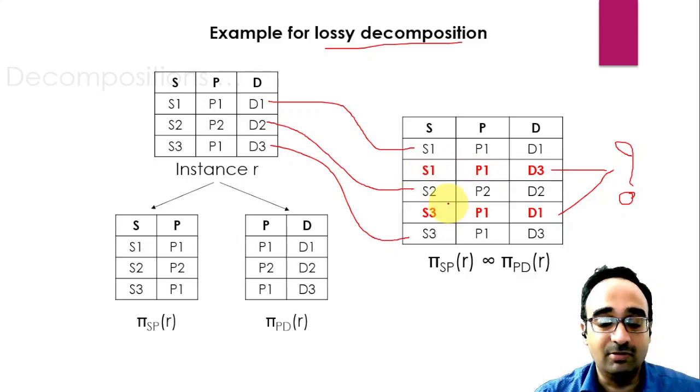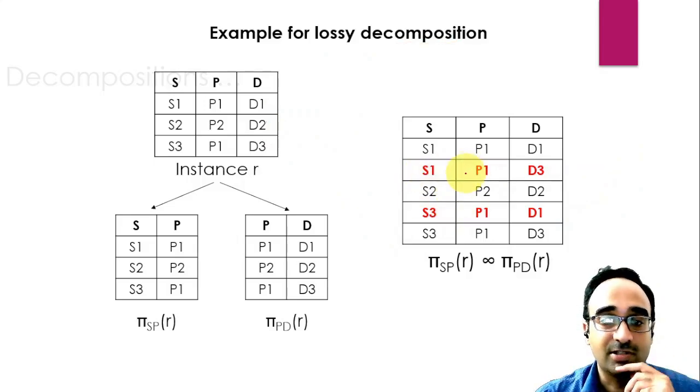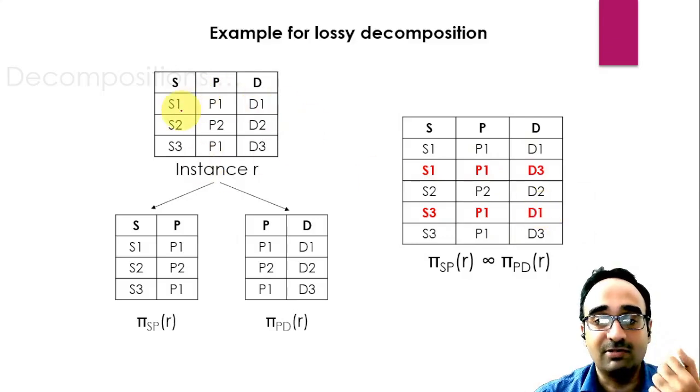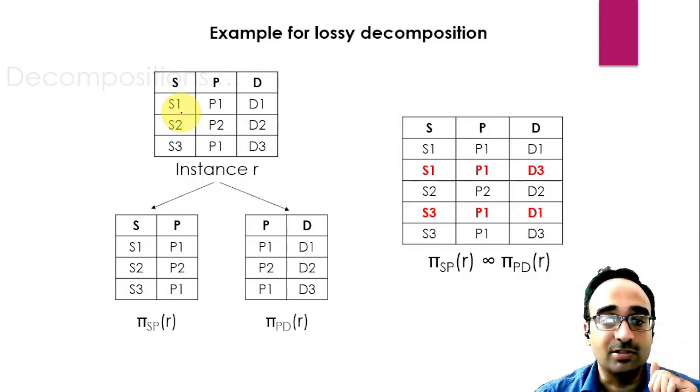Since we are getting additional rows than the original table, right? Then why are they saying it is loss? Loss in the sense that the consistency of the data is lost. This is not correct data, right? This is wrong data. This is correct data. Since the consistency of the data in the table is lost, that is why it is called lossy decomposition.